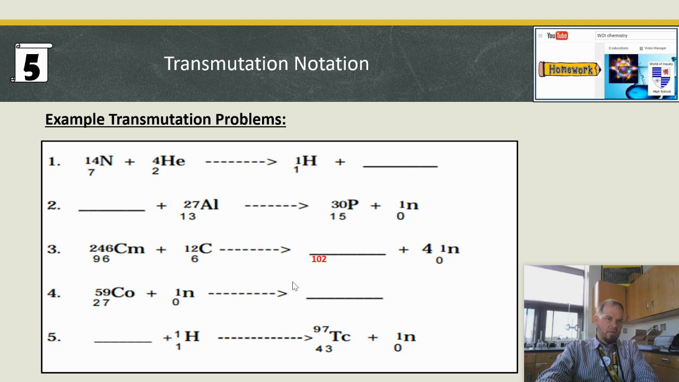All right, so now I'm going 96 plus 6 is 102. 102 minus 0 is 102. 102 is NO. I have 246 plus 12 is 258. 258 minus 4 is 254. Okay. 27 and 0 is 27. 27 is cobalt still. But now 59 and 1 is 60, so it's going to have a mass of 60.